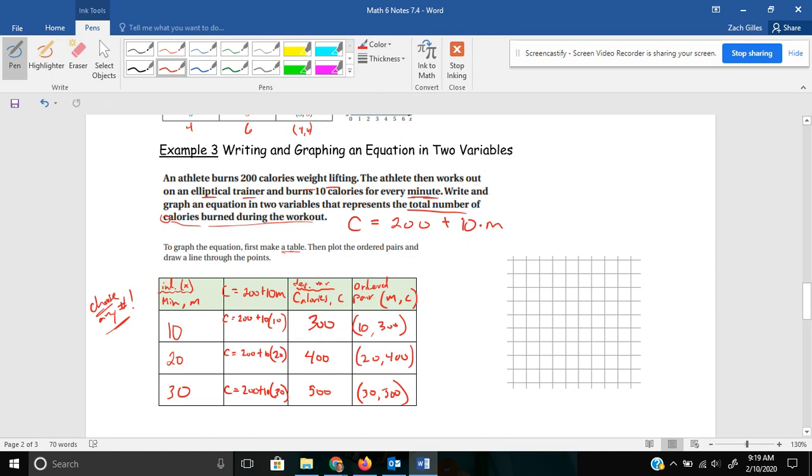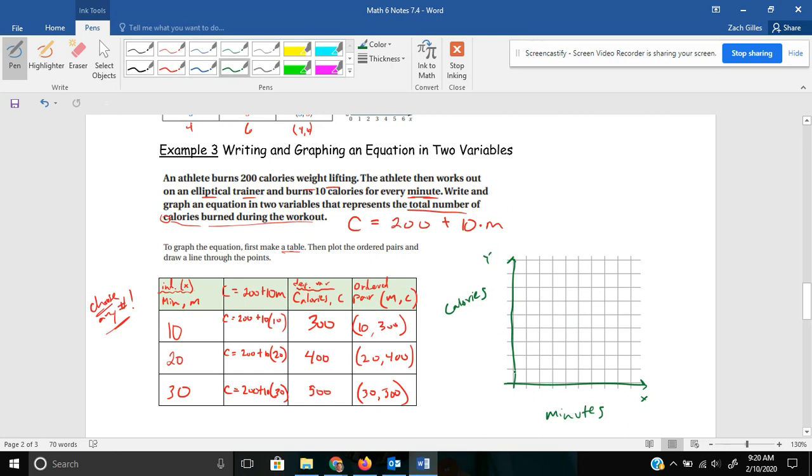Lastly, I need to graph that. All right, I'm going to choose a different color here. I'm going to make my X and my Y. Okay. All right. My independent variable, or my X, I chose minutes. And my dependent, for my Y, I chose calories. It's nice to label your X and Y axis. All right, and then I need to figure out, what do I need to go by?